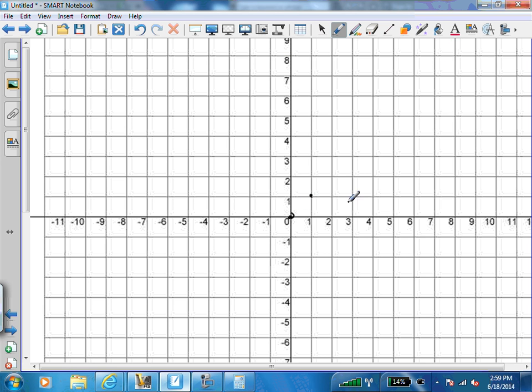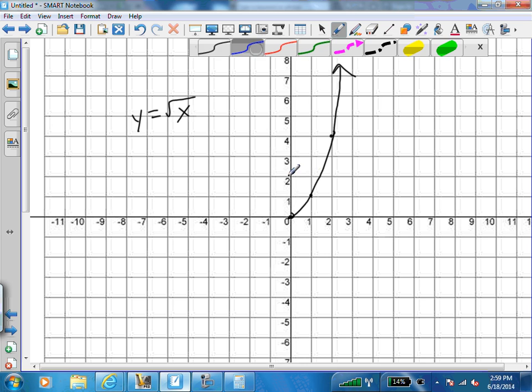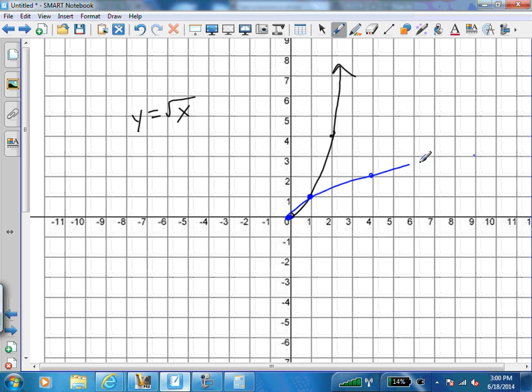Several ways we could solve this. If we wanted to find their intersections and we had not drawn a graph, we would set those two equal to each other. How do we get rid of a square root? Square both sides. So we would get x equals x to the fourth. So set that equal to 0. Factor out an x.